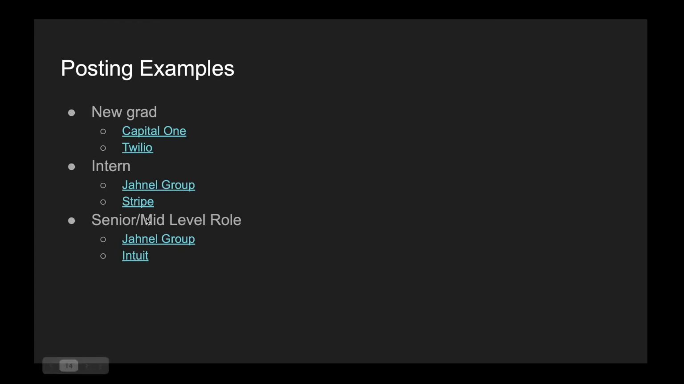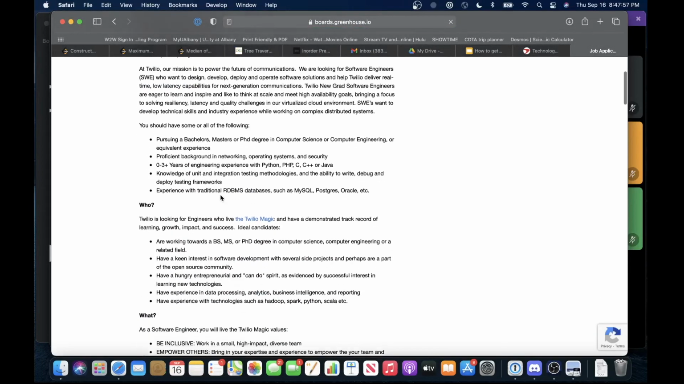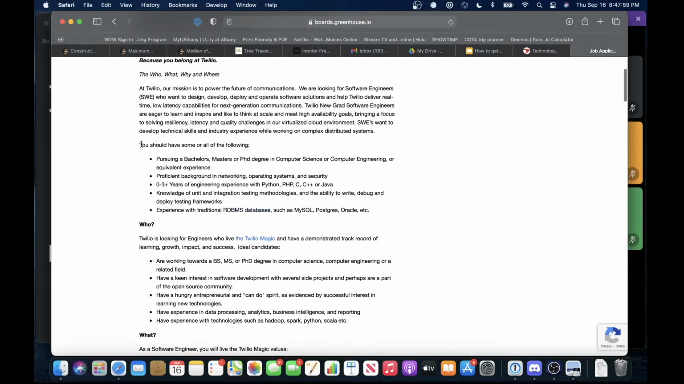And so I want to show you one from Twilio. All right, so these are the qualifications. Pursuing a bachelor's degree. All right, we've got that. Proficient background in networking, operating systems, and security. You can get a background in networking and operating systems just by being a student at UAlbany and by taking classes. 0 to 3 years of experience with Python, C, or Java. Again, just by being a student. Knowledge of unit testing and integration testing methodologies.